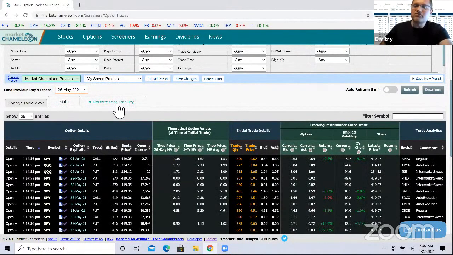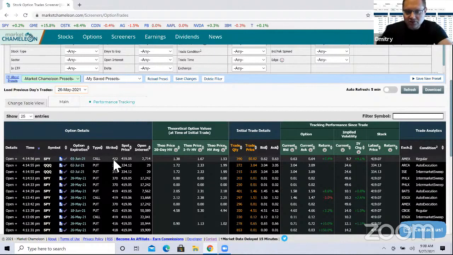Okay, so this is the idea: tracking the performance of an option trade after the trade, right? So this trade occurred. We know what the price of the trade was. We know the quantity of the trade. We know all the details of the trade. And then we could see what happened going forward in that option. So let's just kind of go through this tab here.